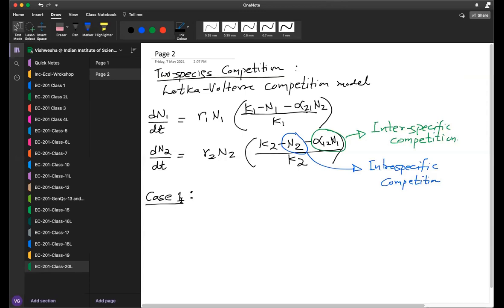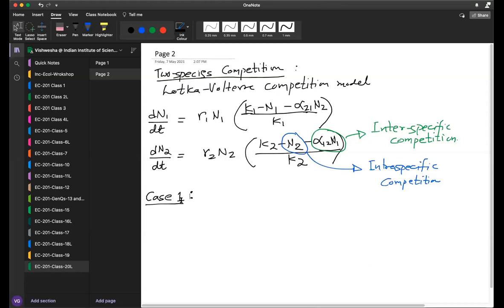For those of you who find the intra and inter slightly confusing, you can always think of within species and between species. Intra is within species, inter would be between species. Any other questions in the meantime? Also, in the last class, you took K1 as an intraspecific competition parameter. We'll come to that. Yeah, I understood that confusion, but we'll come back to that. So they distinguish the two.